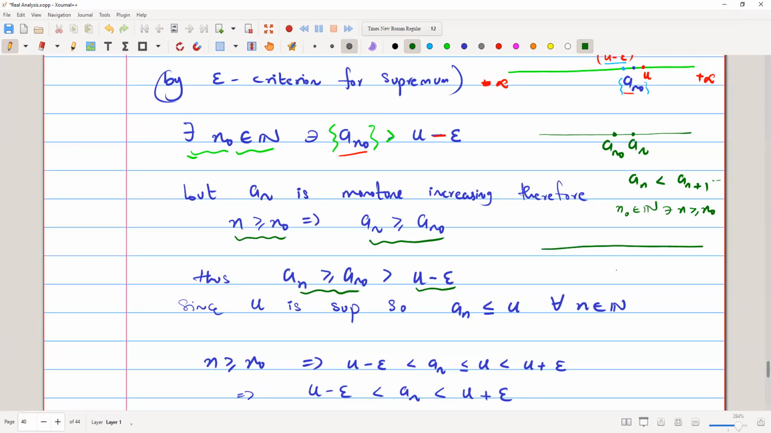So if my a n naught is somewhere here, and my u is somewhere here, then my a n is going to be somewhere here. And if u minus epsilon was here, it was less than a n naught, so eventually it's going to be less than a n as well, right? So a n is greater than u minus epsilon. Since u is the supremum, a n should be less than or equal to u. Yes, because every element is less than or equal to its supremum for an increasing bounded sequence.